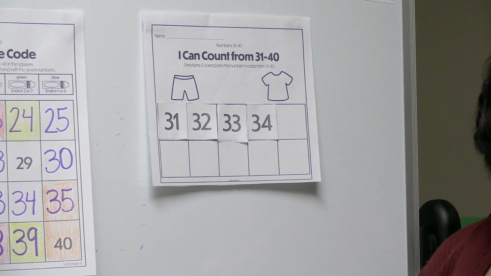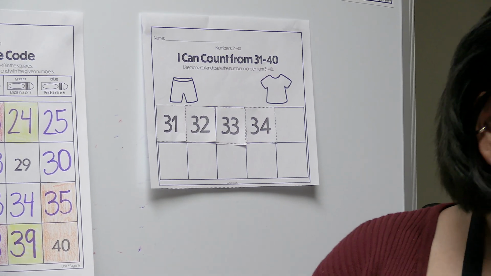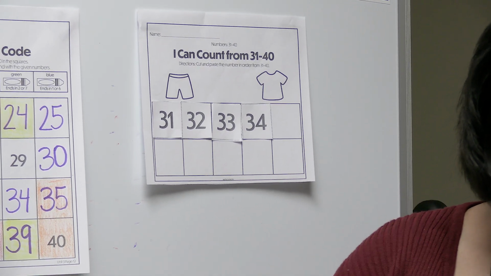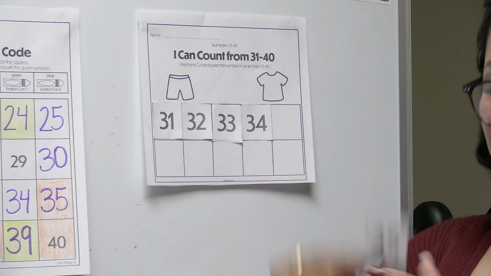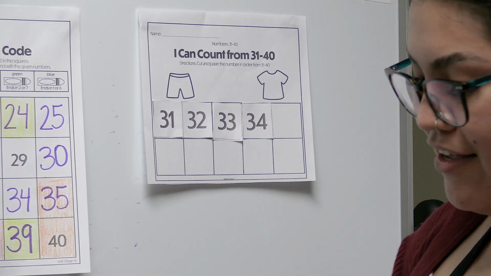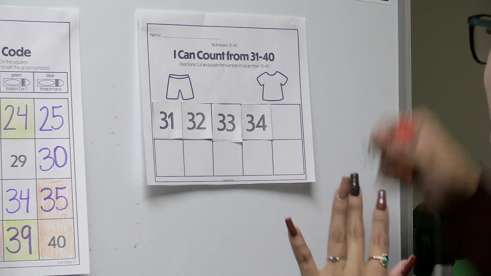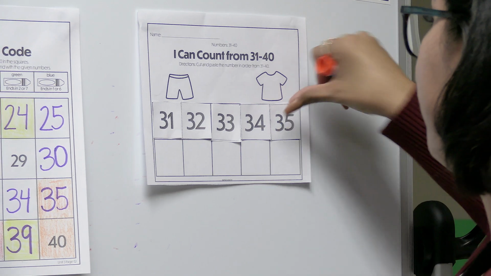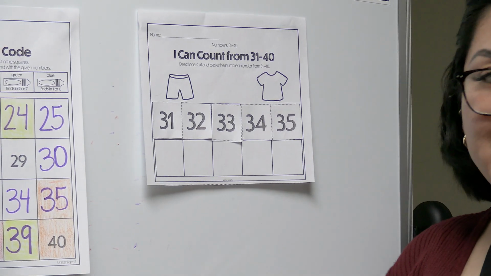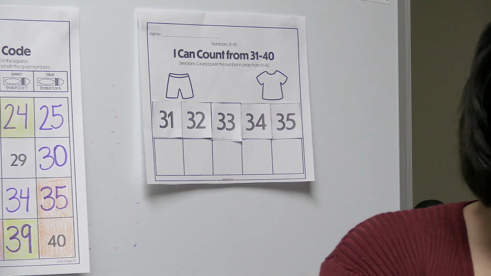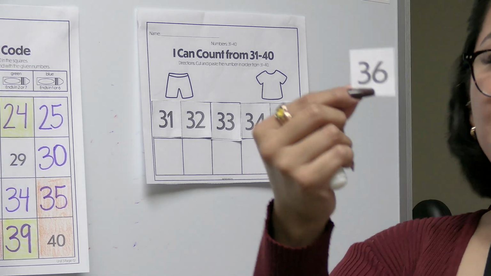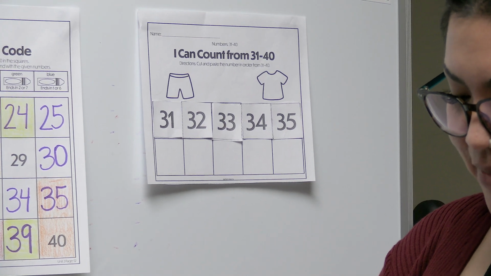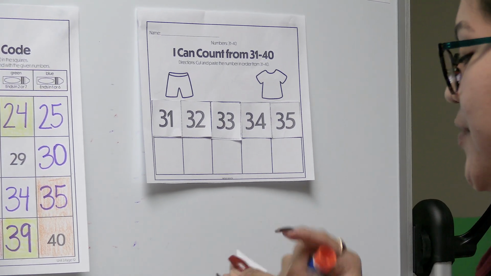Next we have 35. So everyone look for the number 35. Glue it next to our number 34. Okay, 35. Then we have 36. So find the number 36. And then we can place this one in our next box.